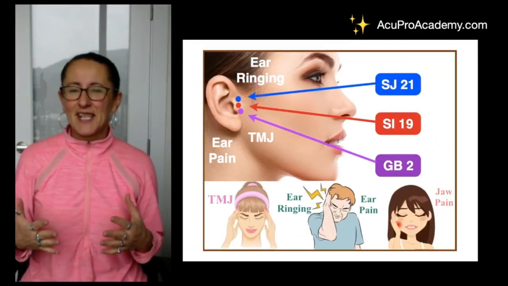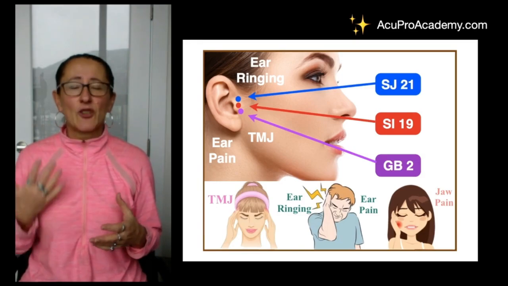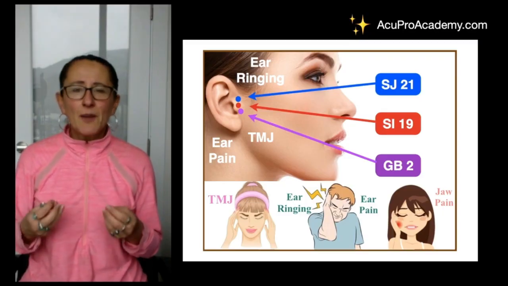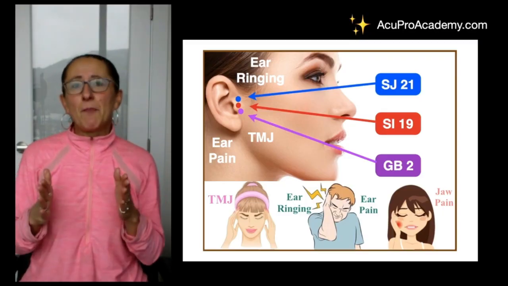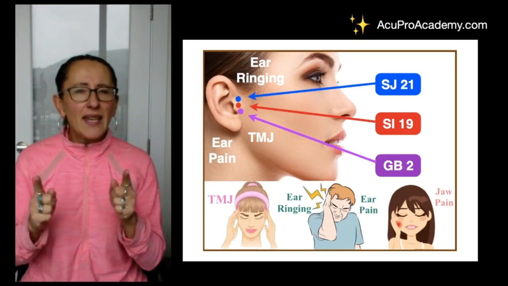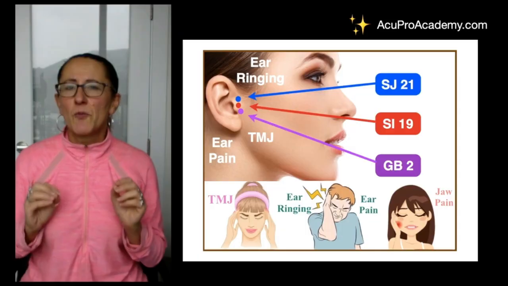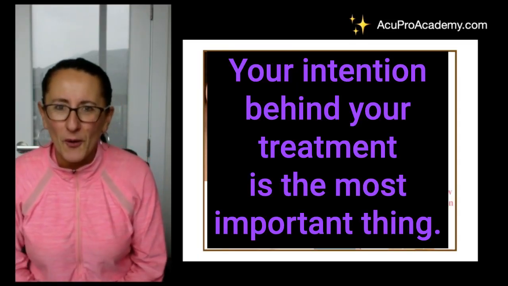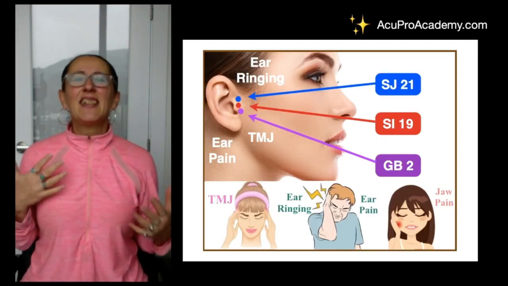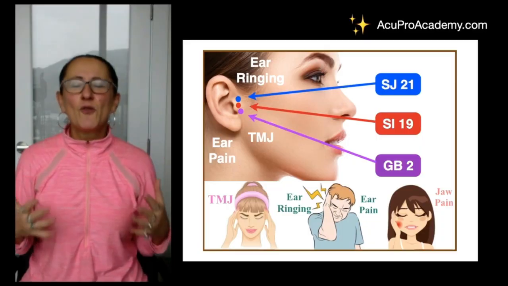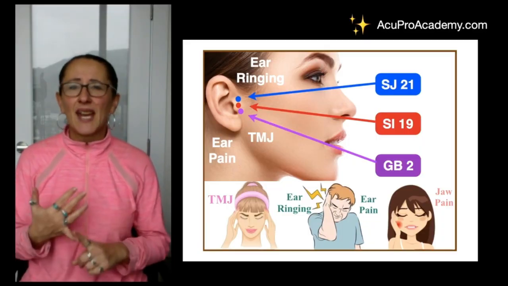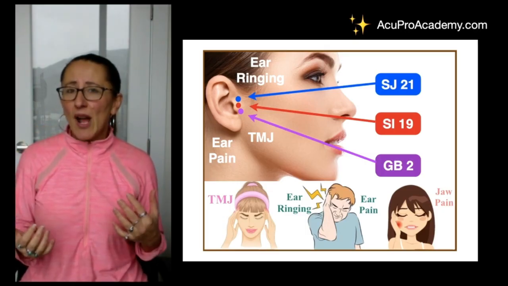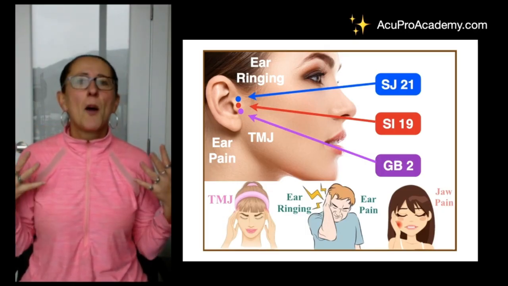Small intestine 19 is located in the same area as Sanjiao 21 and gallbladder 2. And often in clinical practice, I will use them interchangeably. Now, it depends on your patient and when you think your patient will benefit from which meridian the most. Your intention behind your treatment is the most important thing. Now, small intestine 19, Sanjiao 21, and gallbladder 2 are all great for ear issue, tinnitus, ear pain, but also jaw issue, TMJ, trigeminal neuralgia, and any kind of jaw pain.